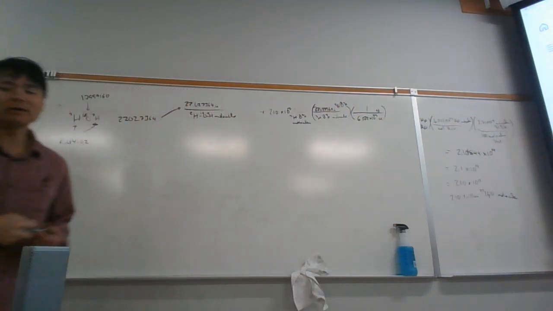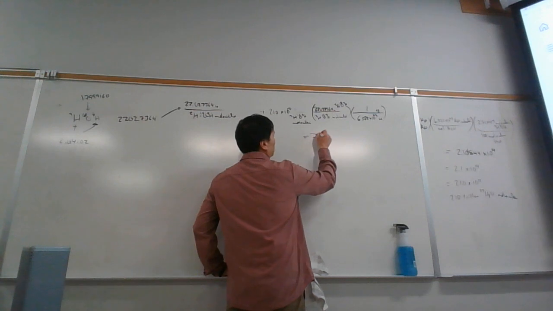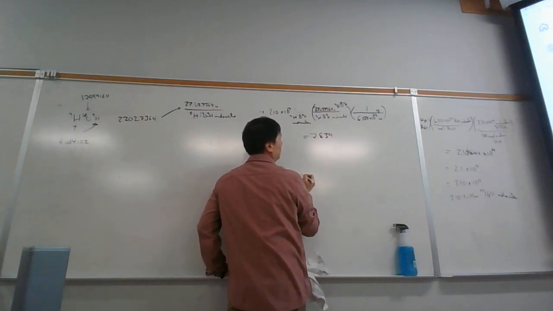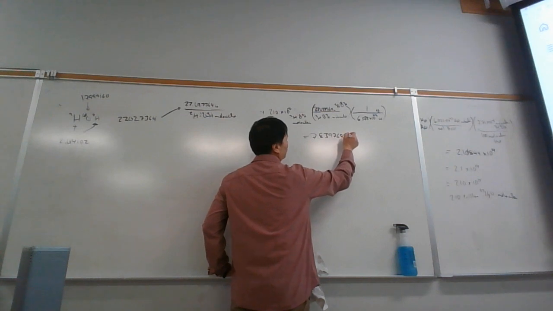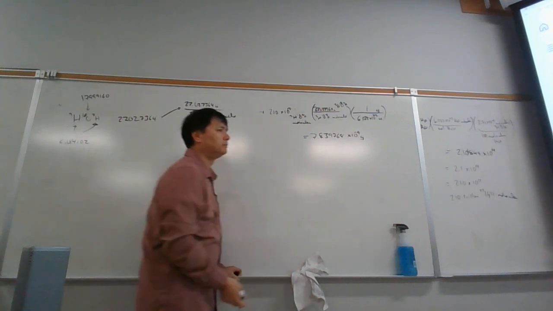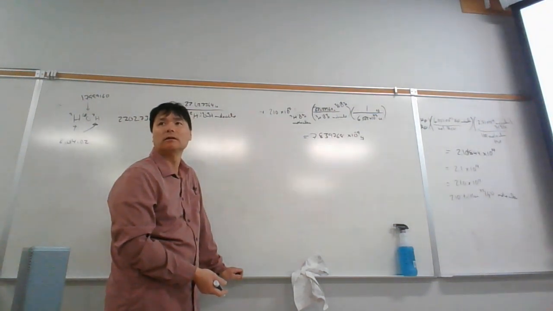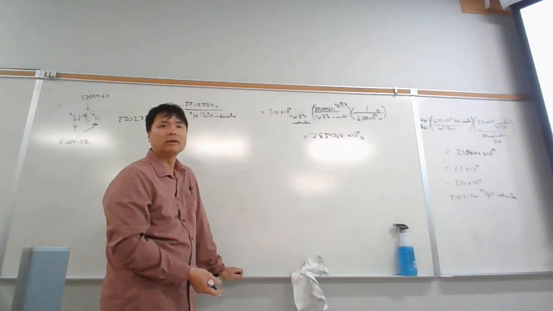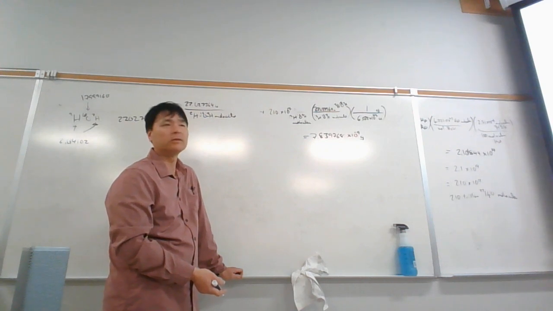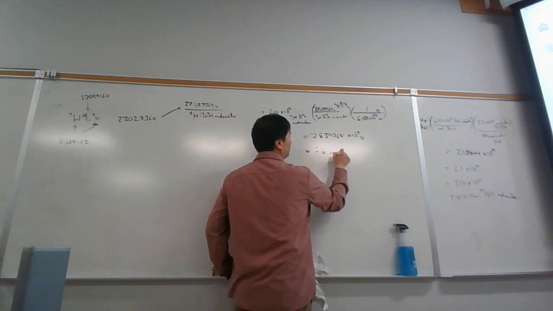Can somebody calculate that? Times 10 to the negative 9. Is that what other people got? So 10 to the negative 9 is called what? Nano. And so this would be, and we're allowed 2 sig figs, 7.8 nanograms.